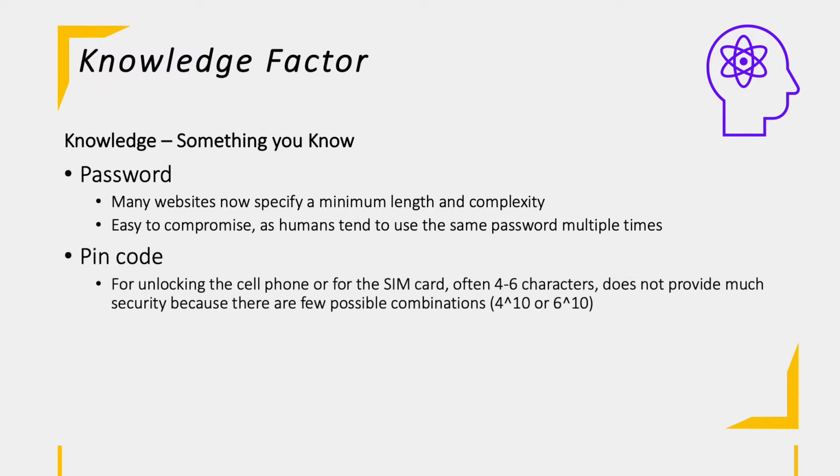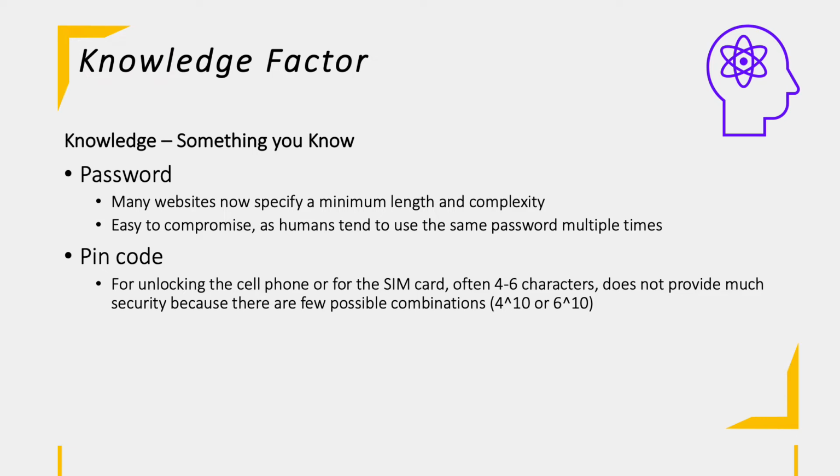A PIN code is another possible knowledge factor, which could be something on your phone, a 4 to 6 or 4 to 8 digit numerical code. Also something which you use to unlock SIM cards. I don't think SIM PINs are too common anymore. At least I always remove the SIM PIN as soon as I get a new SIM card. So this is a good and easy-to-remember code, but there are not too many combinations possible.